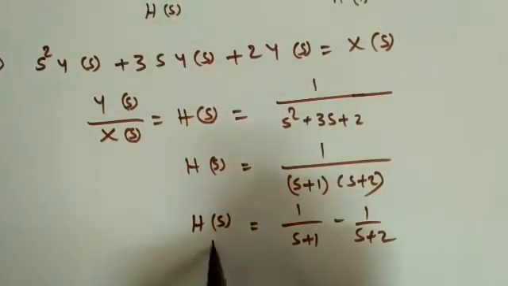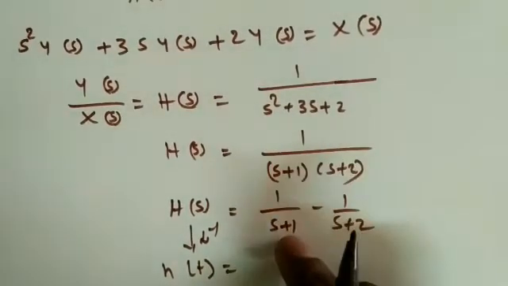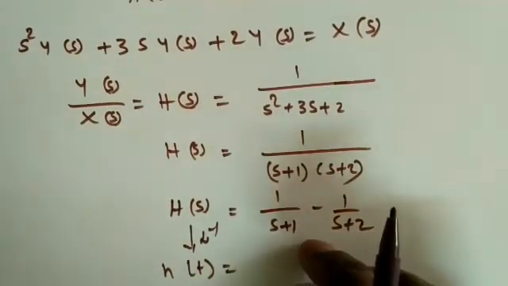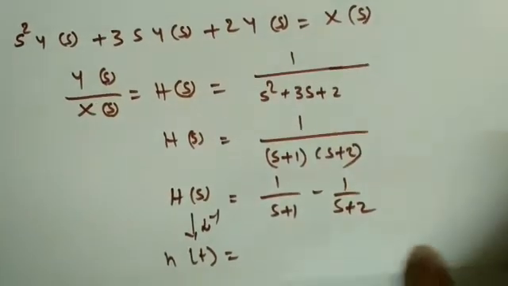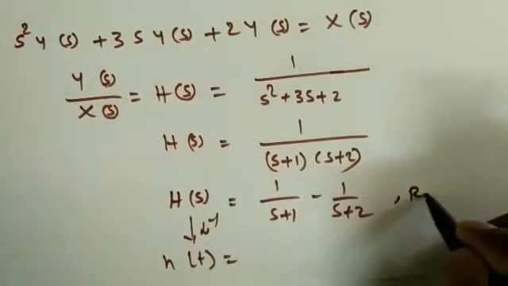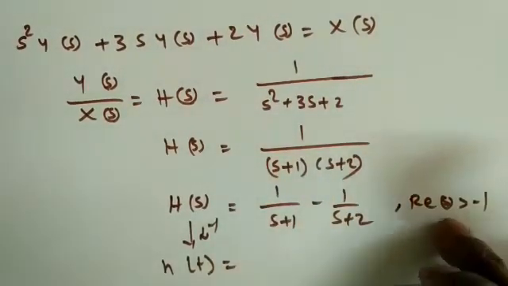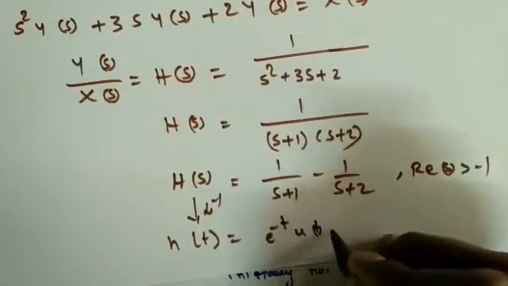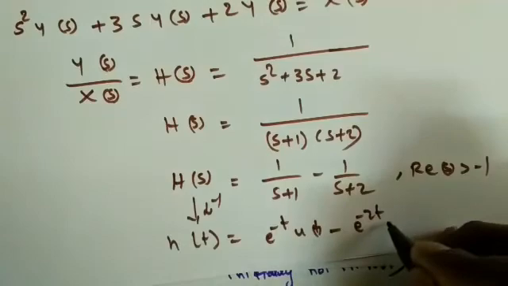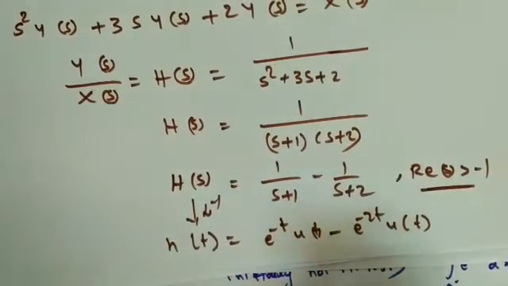Now we know that if I take the inverse Laplace transform, it will become h of t, and it will have many conditions: real of s greater than minus 1, minus 2, less than minus 1, less than minus 2. But I will find for real of s greater than minus 1. Whichever is smaller, we will get the common ROC like this. So what is the value we will get? e power minus t into u of t minus e power minus 2t into u of t. And the ROC is this, right?